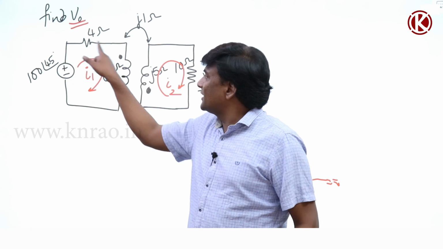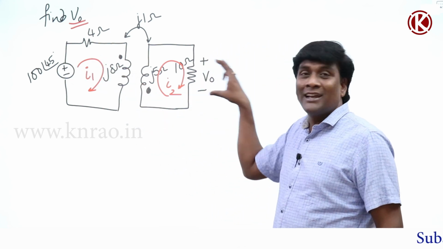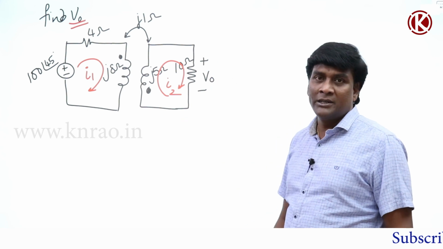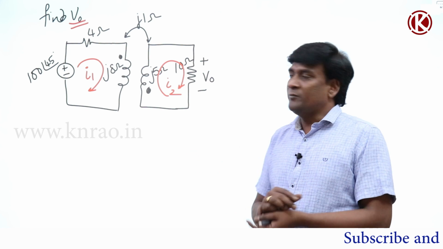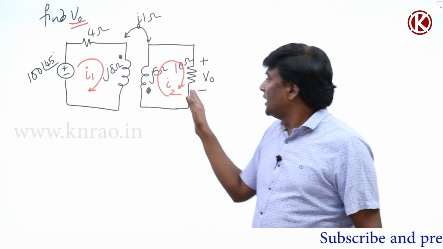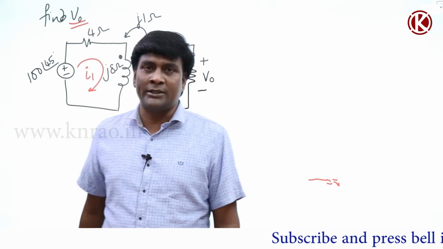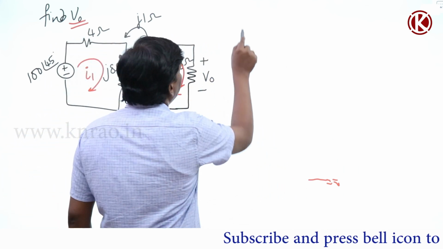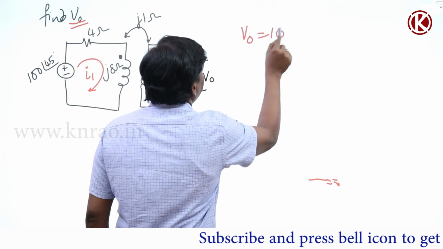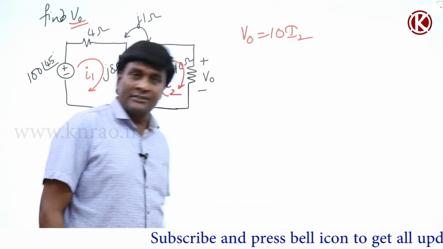Okay, once one current is entering into the dot, this current should leave from the dot because you connected a passive element here. But anyway, even if I take it this way, the I2 value can be negative. When the I1 value is positive, the I2 value can be negative. The mathematical equations will automatically take care of it. We need not bother about it. So once I calculate I2, what is V0? V0 is going to be 10 I2. Okay, so let us write the equations here.